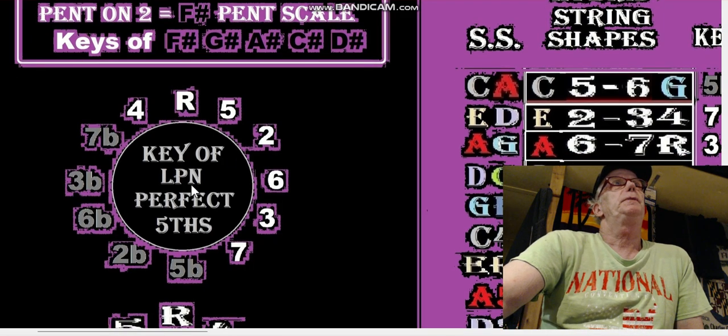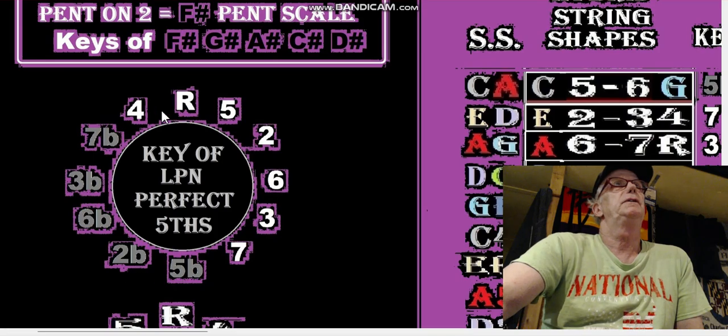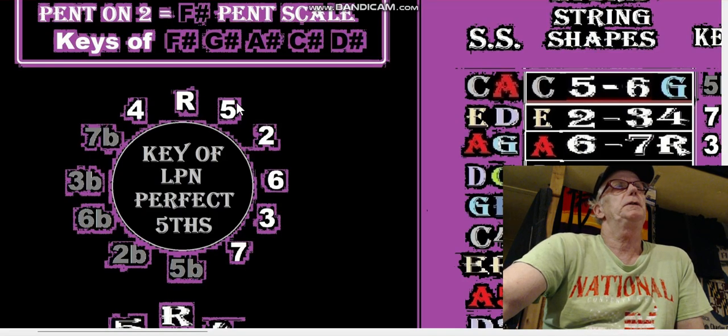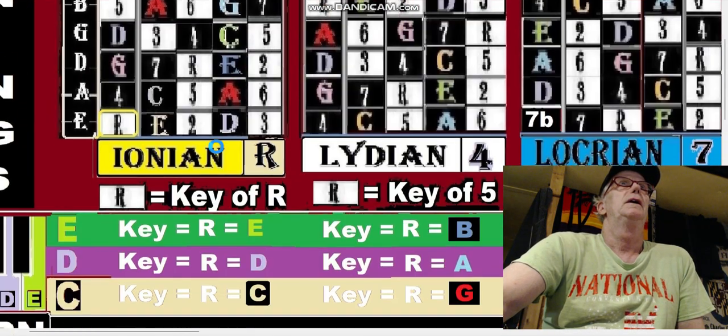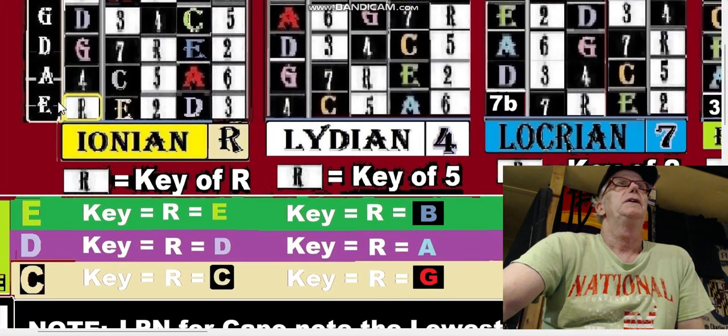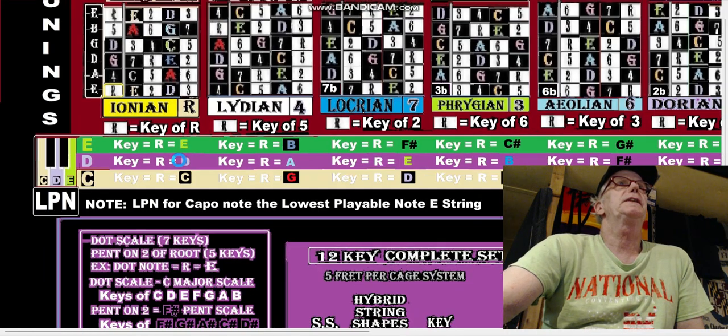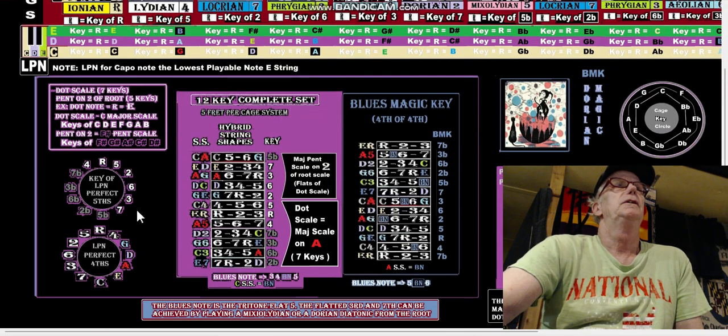Key of lowest playable note in perfect fifths, that goes around. So when the lowest playable note is the root key, when the lowest playable note is in the, it goes to the fifth next. Okay, how does that work? Right here, key of the 5. So it isn't the fourth, it's the lowest playable note, because we have to look at things relative.